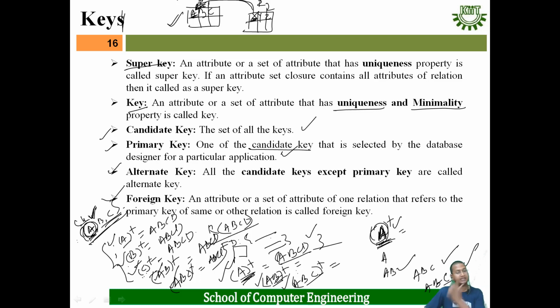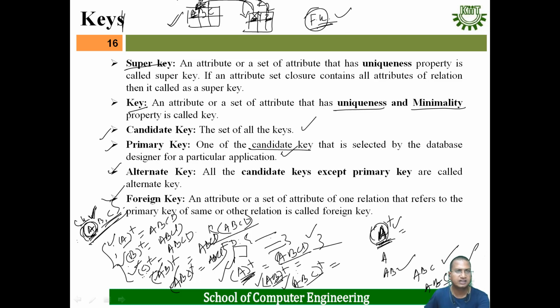The foreign key attribute can refer to the primary key of the same table, as well as the primary key of another table. Suppose in R2 we can take Z as a foreign key, which can refer to X, which is the primary key. That means a foreign key is an attribute or a set of attributes which refers to the primary key of the same relation or another relation.